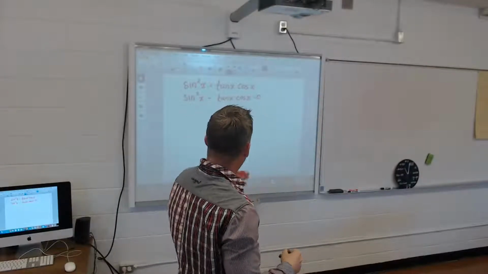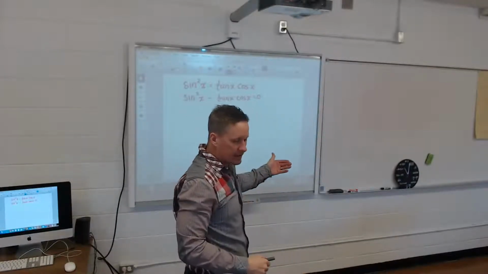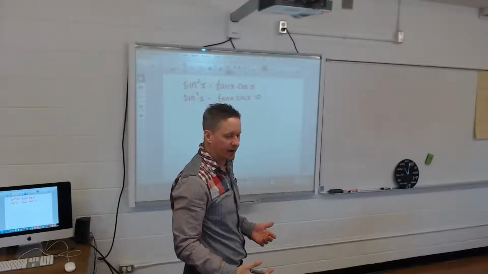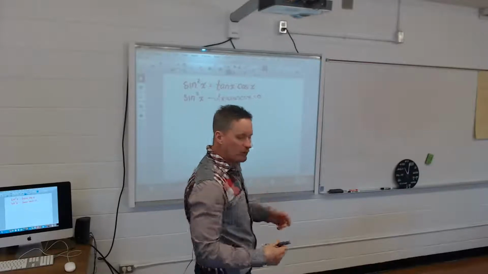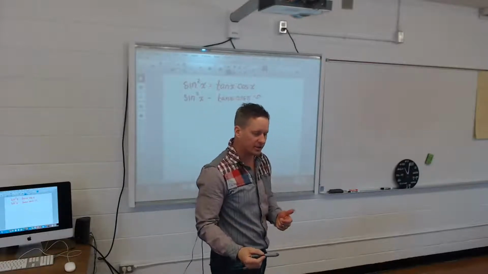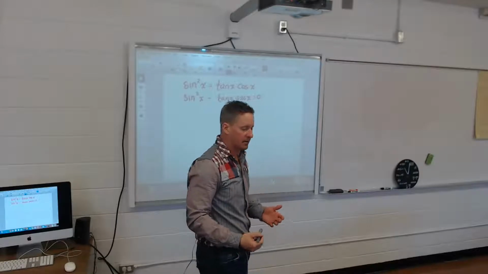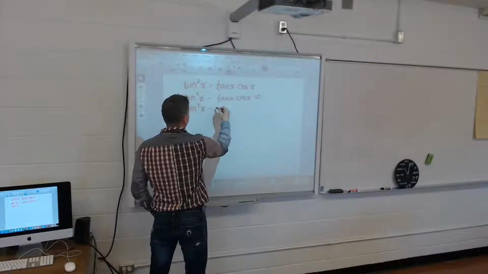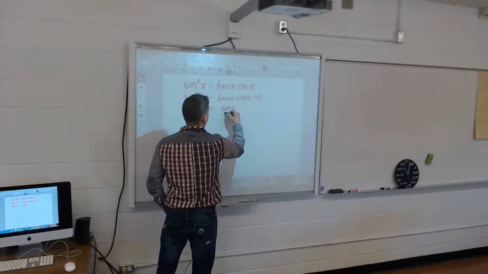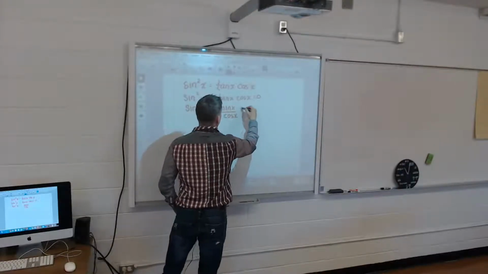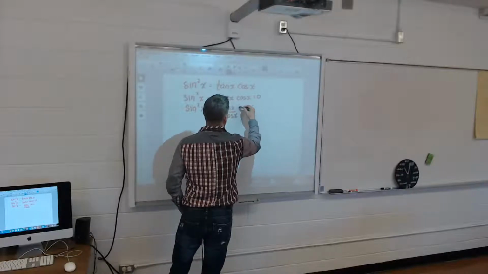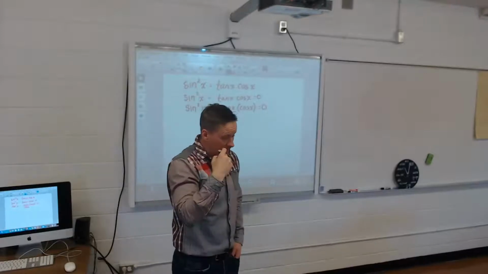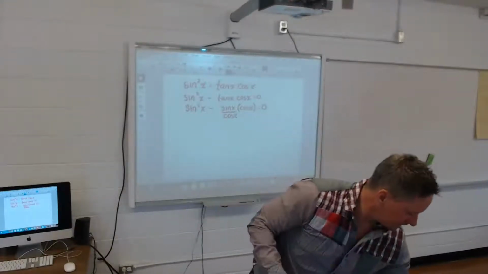Now, I can't factor this. I don't have a greatest common factor, so I need to see if there's a way that I can simplify this. So the best thing to do for almost all of these questions is change them all to sine and cos. So I would change tan to sine x over cos x. Equals 0.